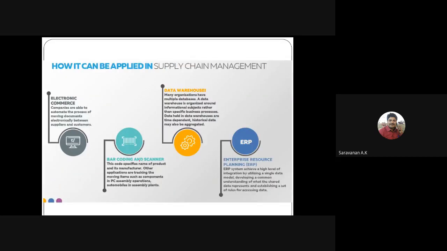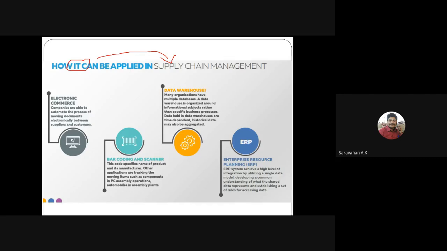Then how can we apply IT in a supply chain network? We have plenty of enabled devices. How will the information and the enabling technologies be there in supply chain management? How can information technology be adopted and applied in supply chain management, right?